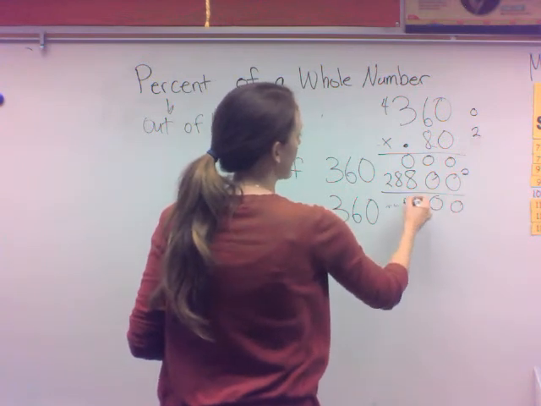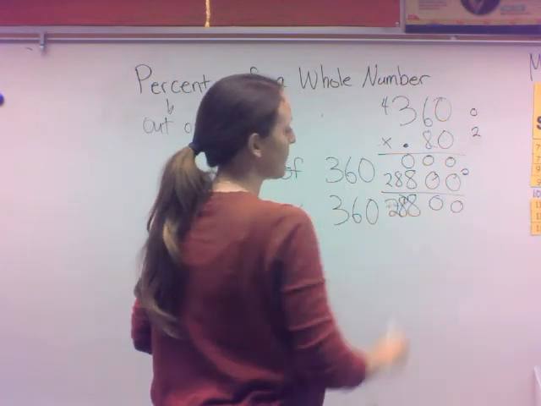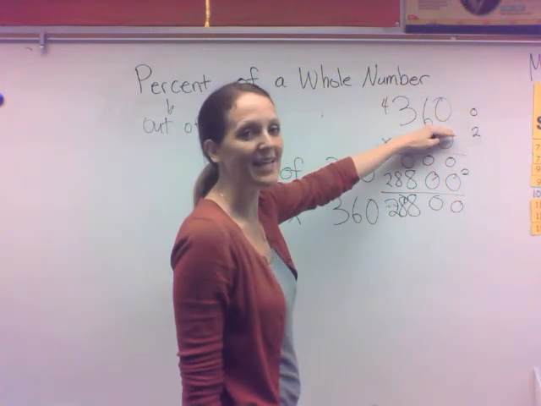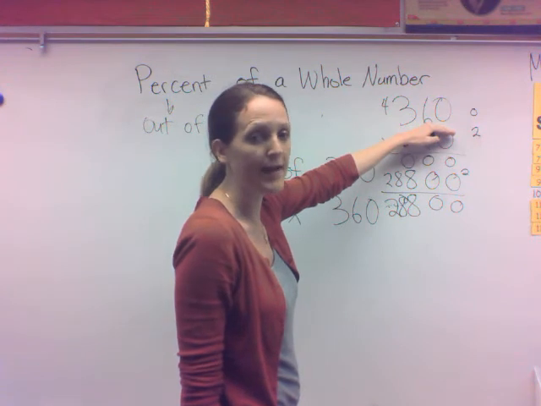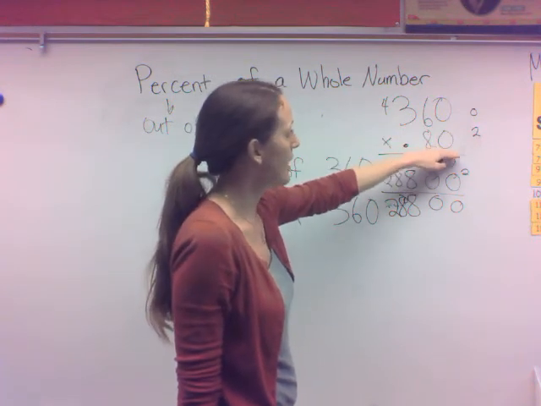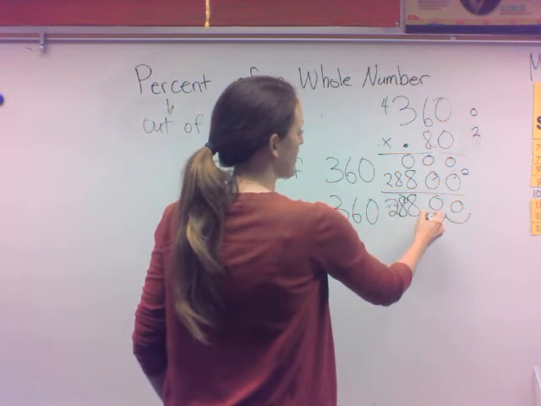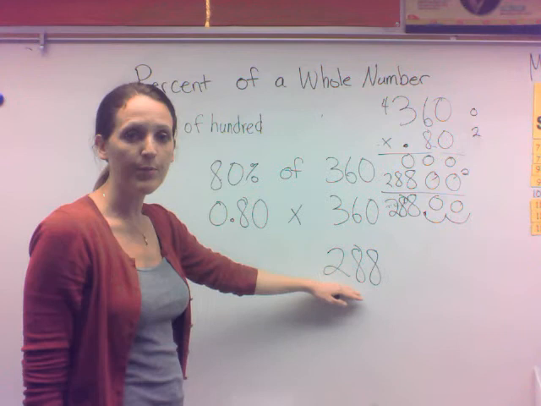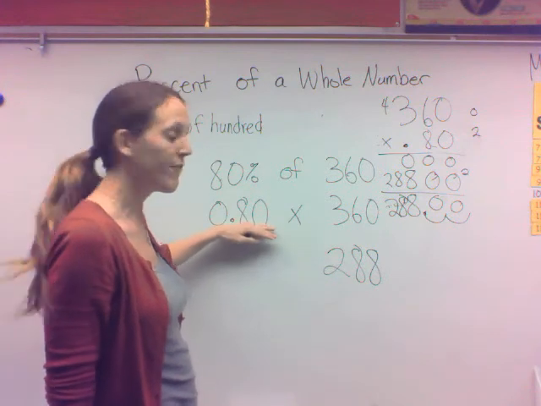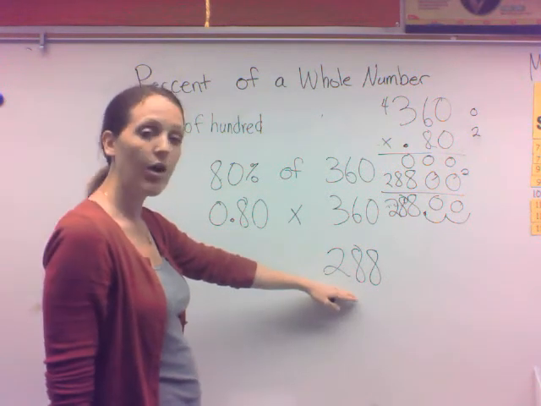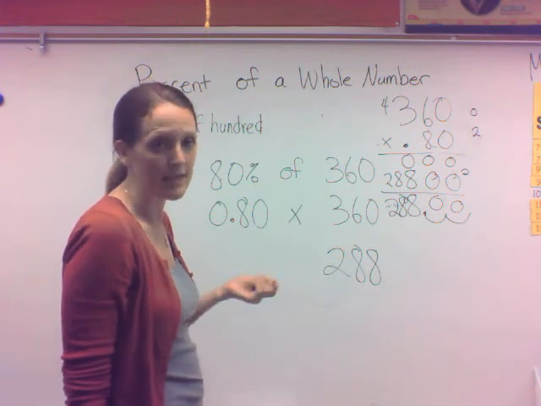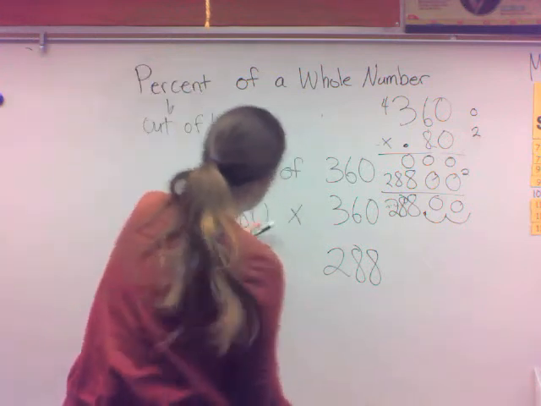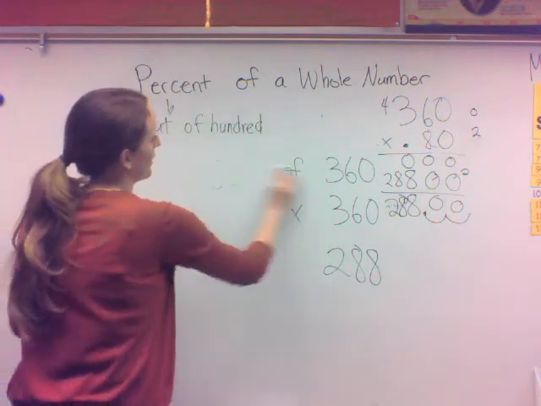I add these up. How do I know how many places are in my product? I count the number of decimal place values in my factors. 0 and 2 gives me a total of 2. 1, 2. So I'm thinking my answer is 288. I wanted a number that was pretty big because 80% is awfully close to 100. And is this awfully close to this? The answer makes sense.